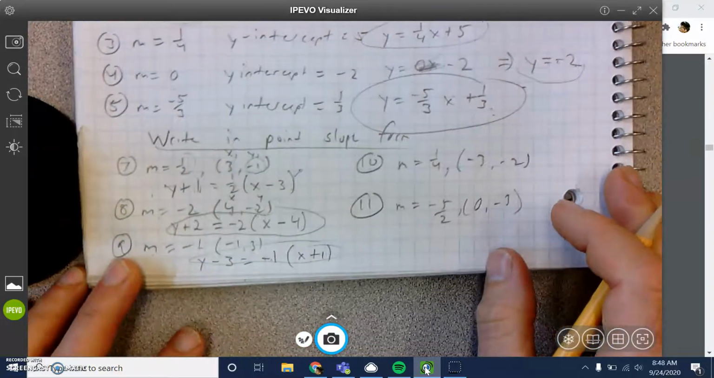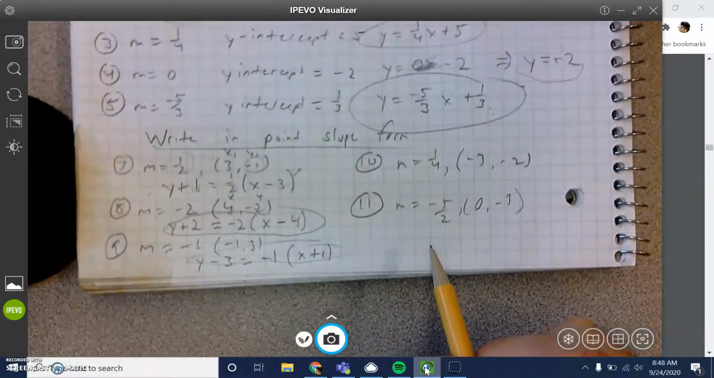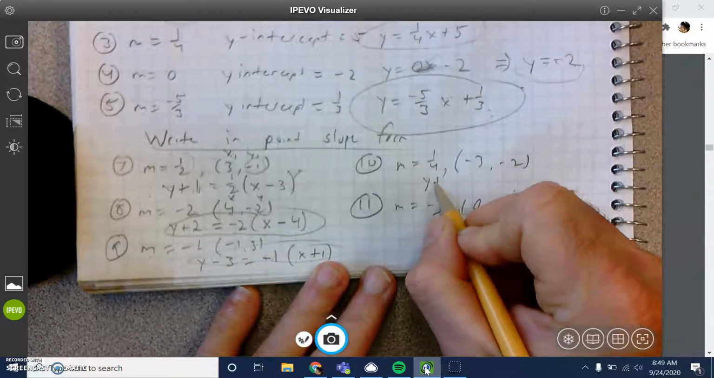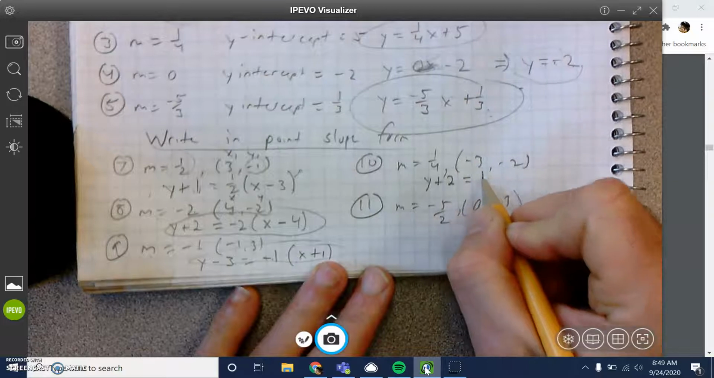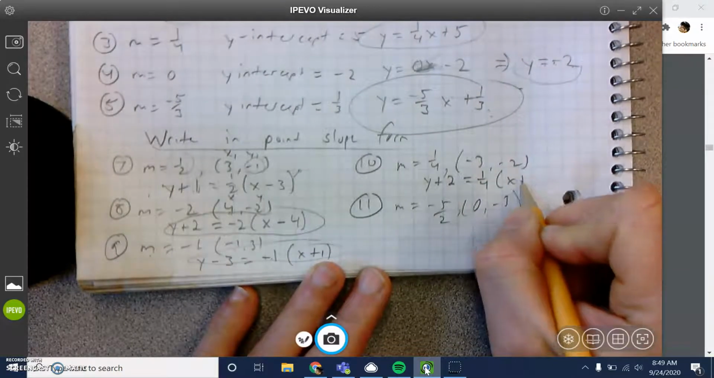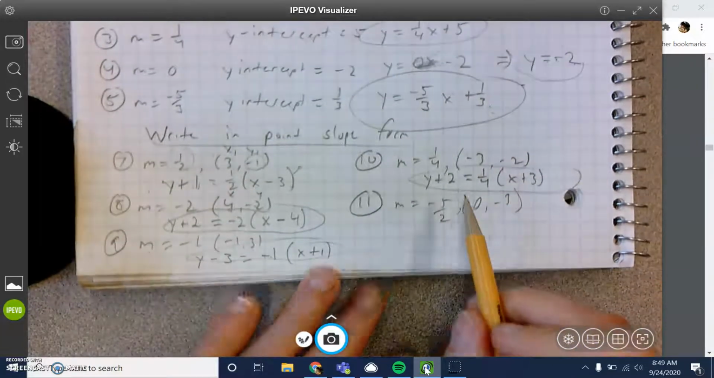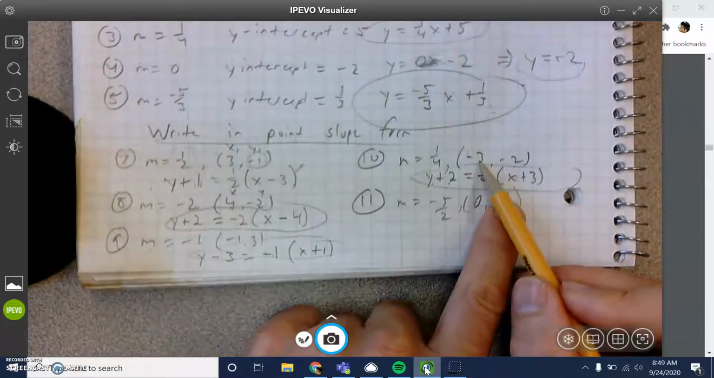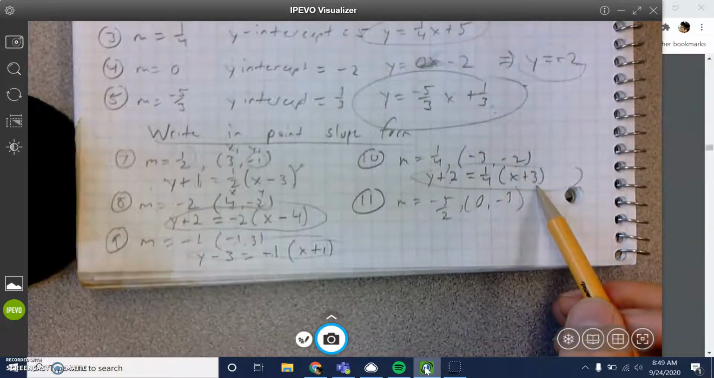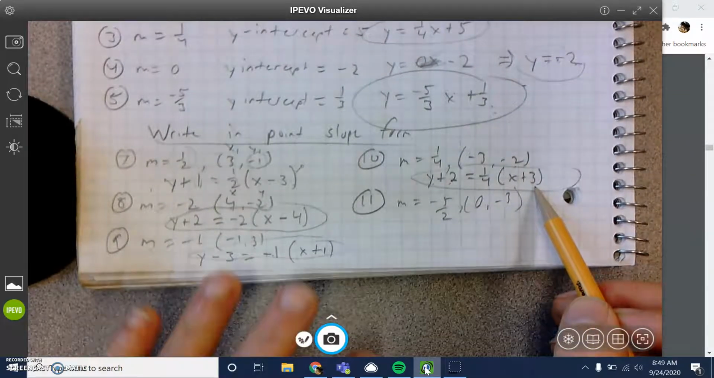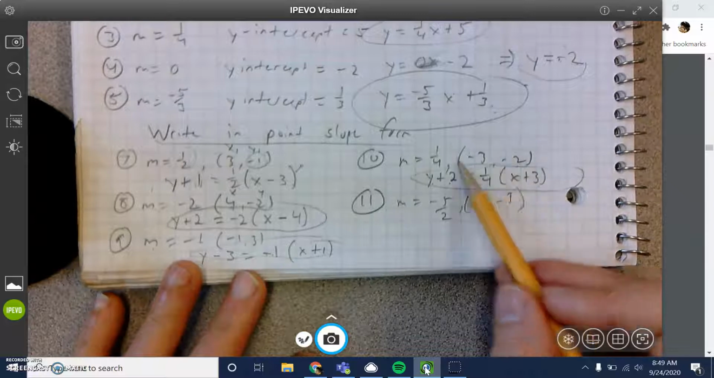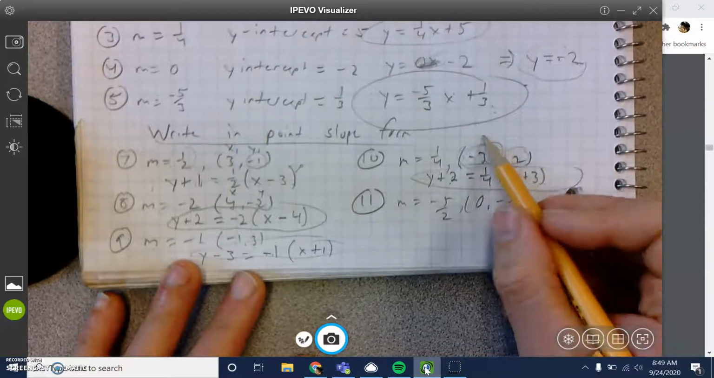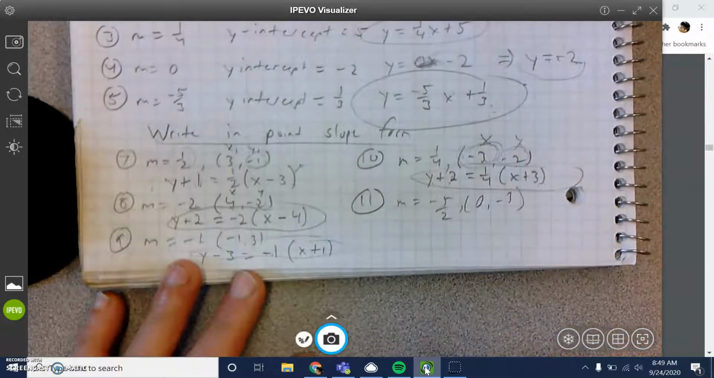All right, try number 10 on your own. Go. All right, let's see if you got it. y plus 2 equals 1/4 times the quantity x plus 3. Yeah, because y minus -2 is y plus 2, and then x minus -3 is positive 3. The easiest way to mess this up is to take x and put it first, and then y and put it second. No. You've got to make sure you have x and y all straightened out.